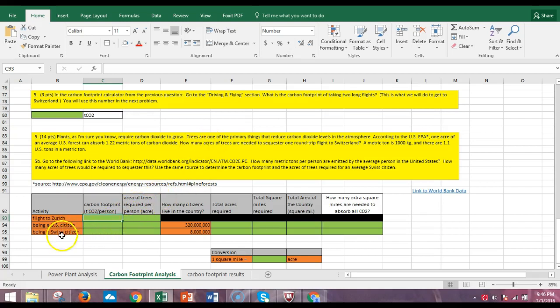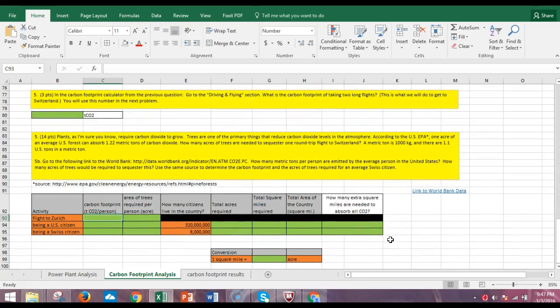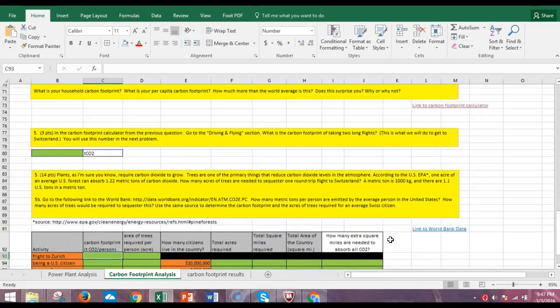Now for these last 2 rows, you need to look up the average carbon footprint of a Swiss and a US citizen, and you're going to do a comparison thereof. Okay, it all should be pretty straightforward. And that should be enough to get you through Lab 3.